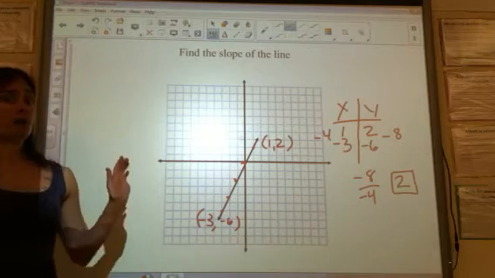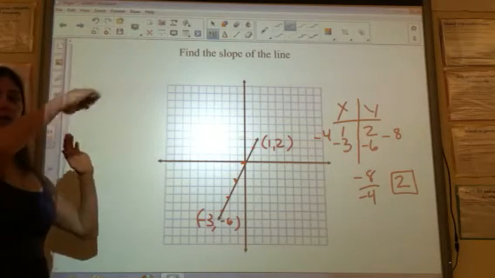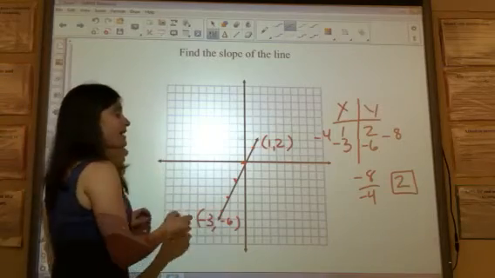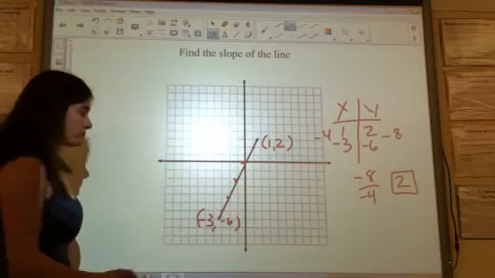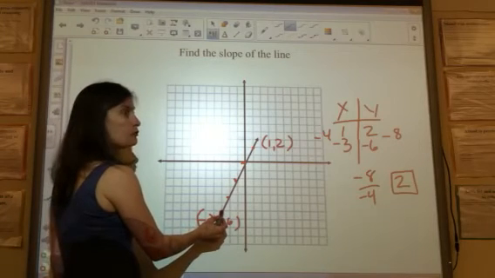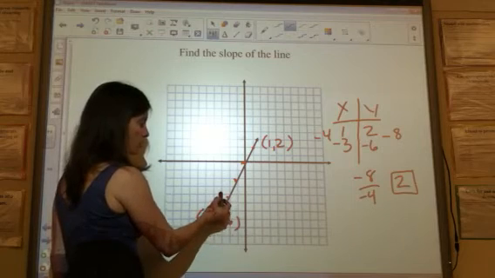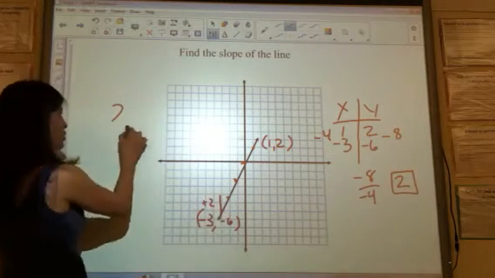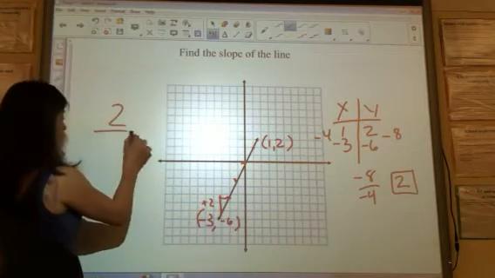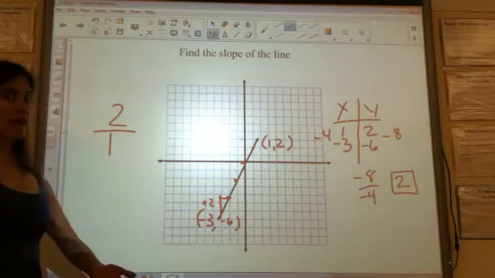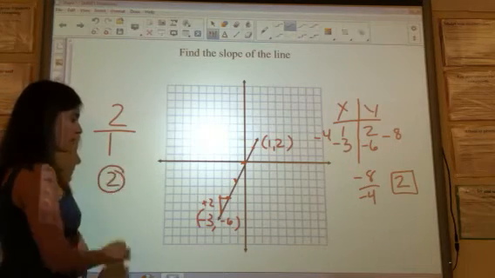Rise is going up. Run is going right or left, okay? Rise is up or down. Run is left or right. I can start at any point on my graph. I'm going to start at the bottom, and I'm going to count the number of boxes it takes me to get from one point to the next. 1, 2. So my rise is 2. Run. 1. My run, or my change in my x, is 1. My slope in this case is 2.